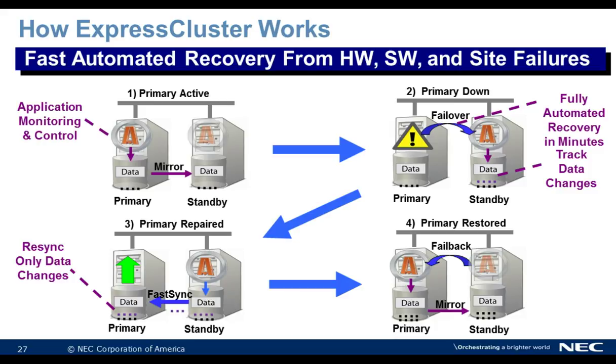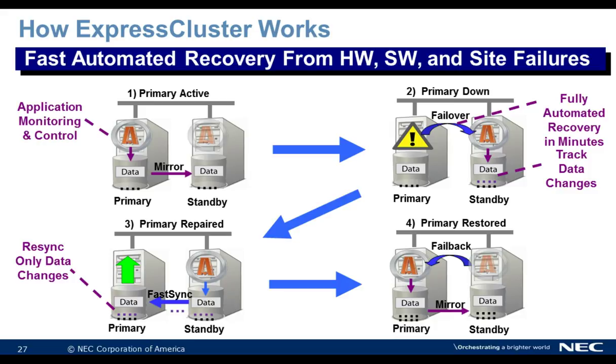So ExpressCluster is typically installed on a pair of servers, a primary and standby, that run the target application. In normal operation, as you'll see in figure number 1, ExpressCluster monitors the target application and software services and associated resources, those being disk, network interface, etc., on both servers for failures and in parallel mirrors the application data from the primary to the standby server.